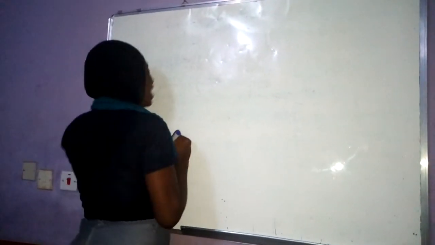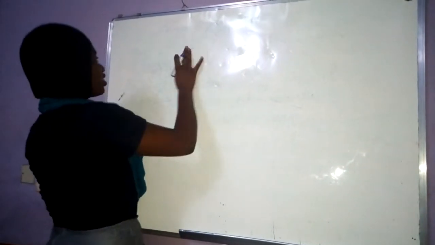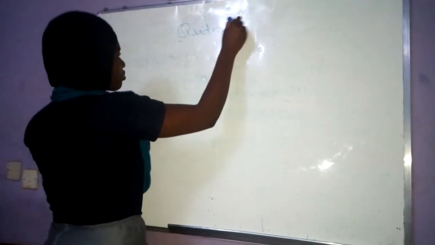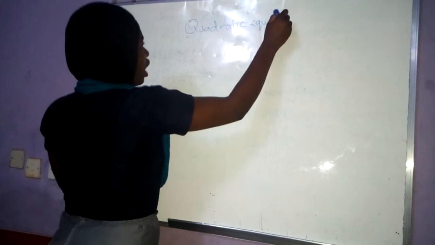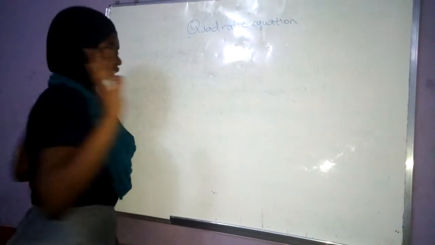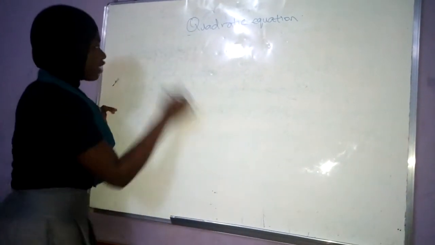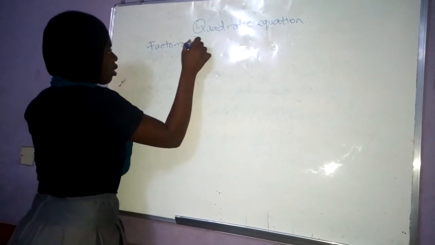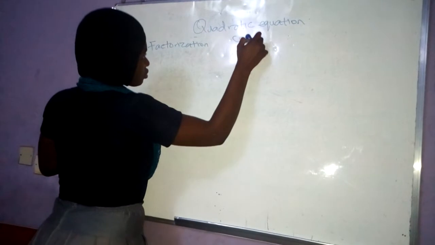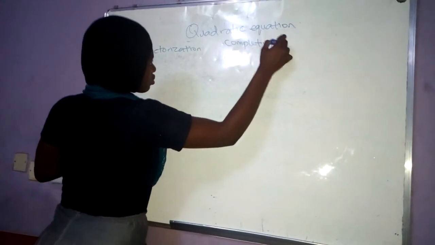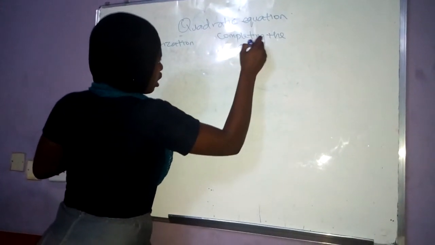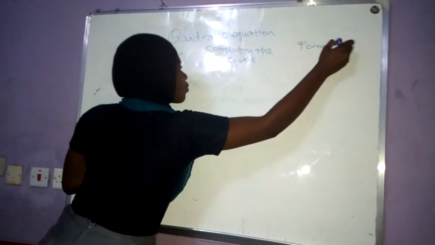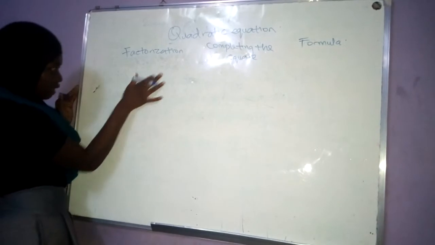So today I'm going to be teaching you guys how to solve quadratic equations. I'll be teaching you these three basic methods: we have the factorization method, we have the completing the square method, and we have the formula method. So the first one, the factorization method.